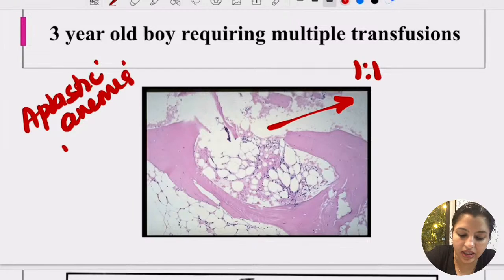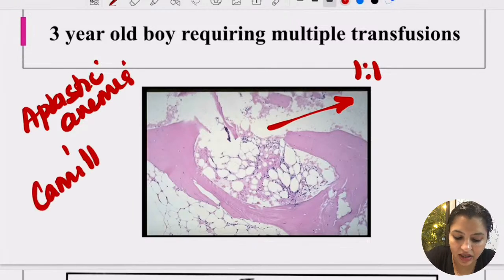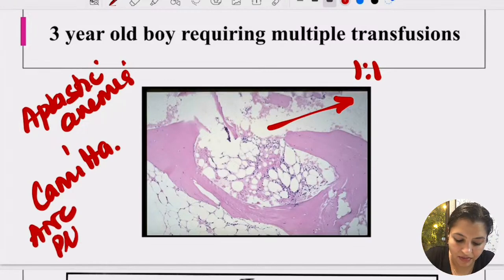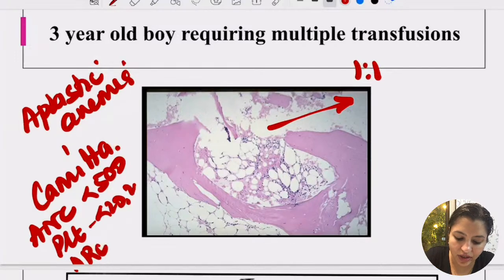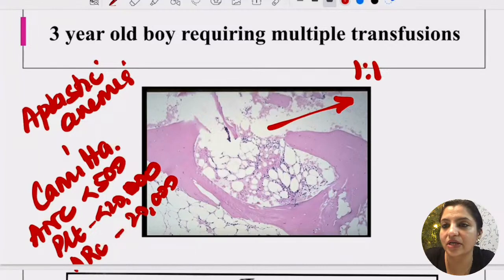Everybody should remember the criteria here. This is called the Camitta criteria of aplastic anemia, which you all should remember. You have to take the 3 lineages: WBC, platelets, and red cells, that is, absolute reticulocyte count. So ANC less than 500, platelets less than 20,000, and absolute reticulocyte count also less than 20,000. That's the criteria for severe aplastic anemia.